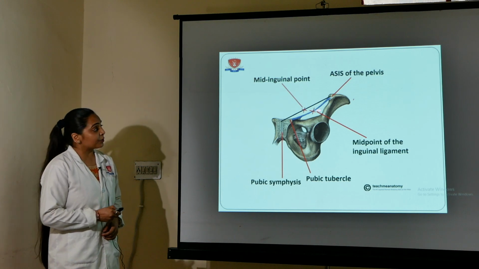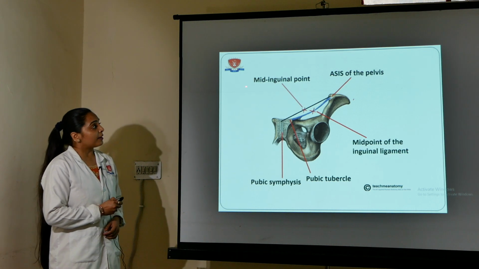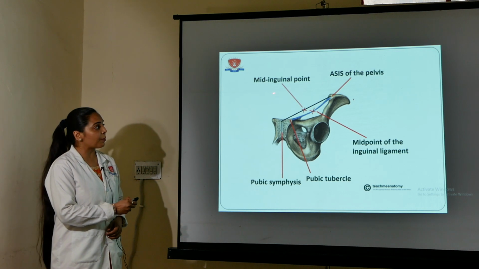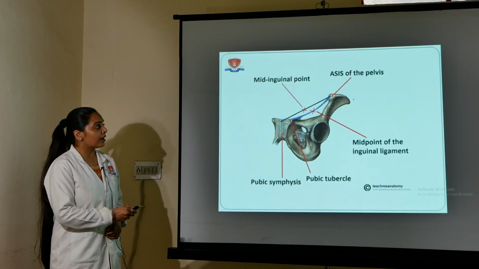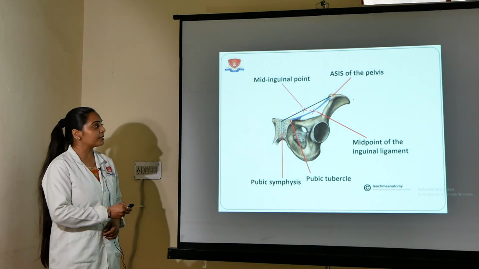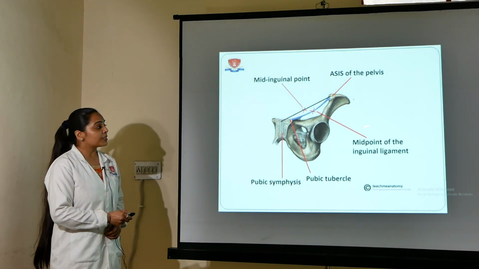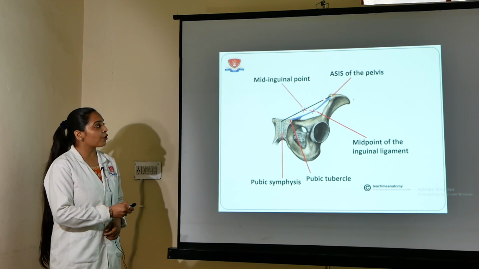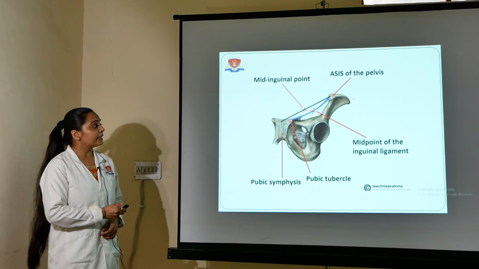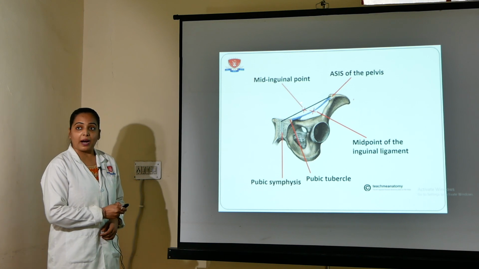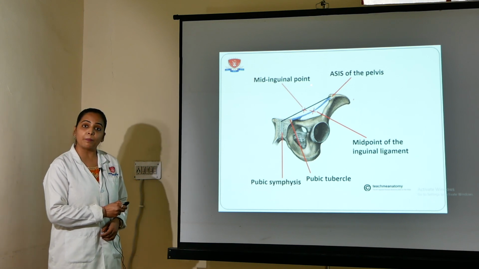Now what is the difference between the mid-inguinal point and the midpoint of the inguinal ligament? We know that we can compress the femoral artery at the mid-inguinal point. This is the point midway along an imaginary line extending from the anterior superior iliac spine to the pubic symphysis. Whereas the midpoint of the inguinal ligament is the midpoint of the ligament which extends from the anterior superior iliac spine to the pubic tubercle. So what is the surface marking of the femoral artery? It is the mid-inguinal point.